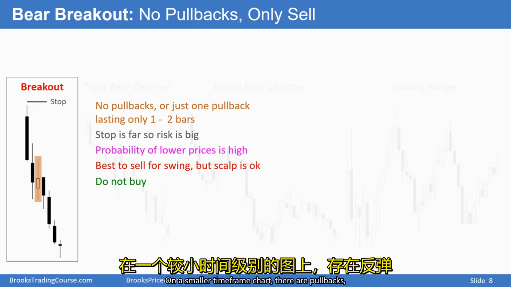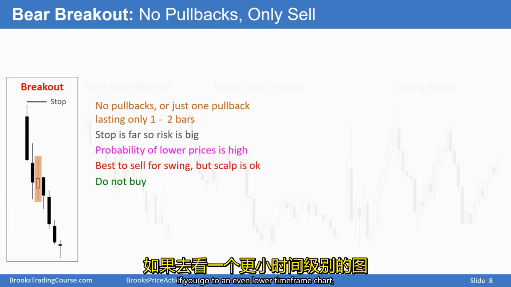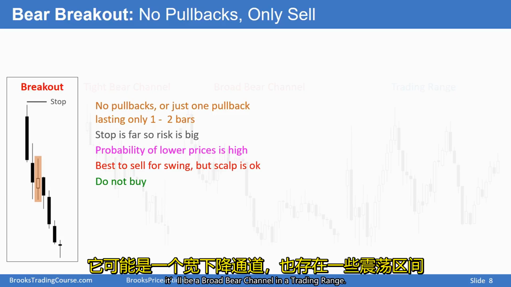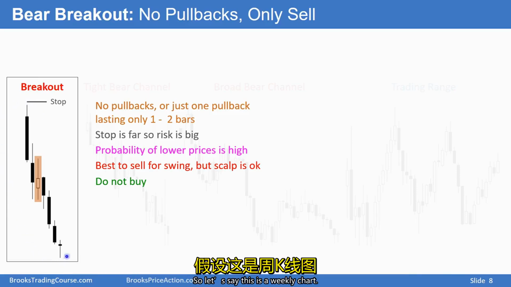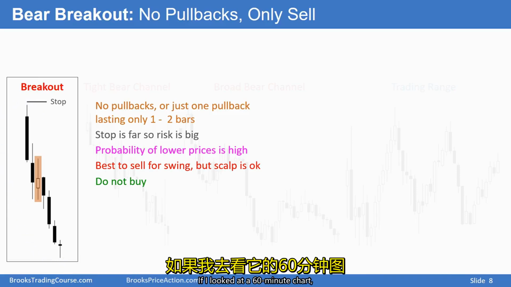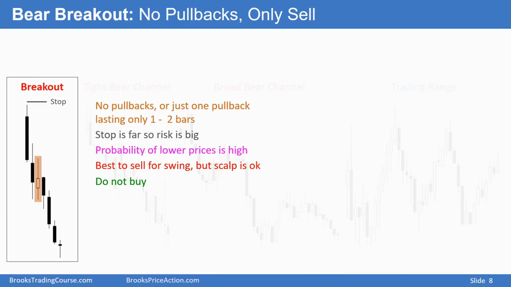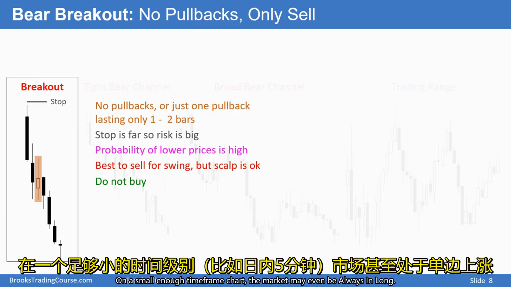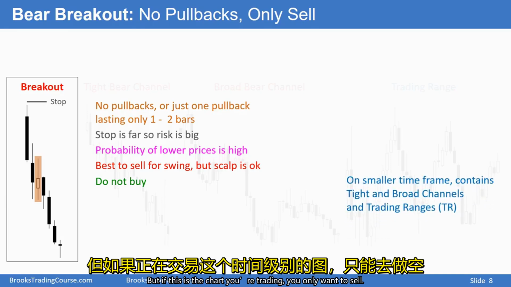On a smaller time frame chart, there are pullbacks and it's a tight bear channel. And if you go to an even higher time frame chart, it'll be a broad bear channel and a trading range. And on a high enough time frame chart, there would be even bull trends in it. So let's say this is a weekly chart. And if I looked at a 60-minute chart, there was probably a bull trend in here lasting 2 or 3 days. On a small enough time frame chart, the market may even be always in long. But if this is the chart you're trading, you only want to sell.